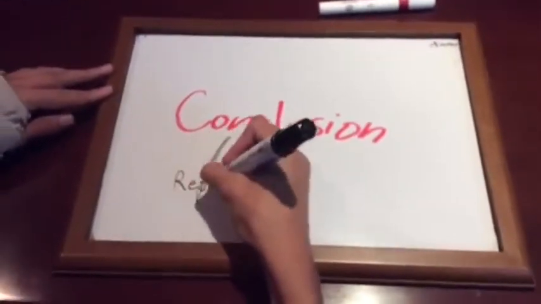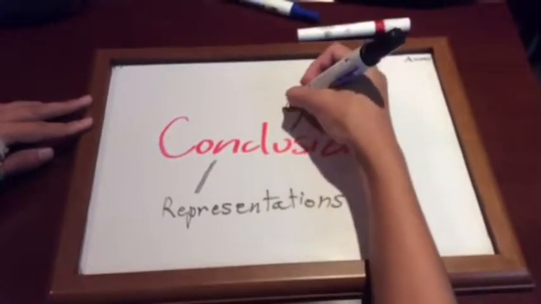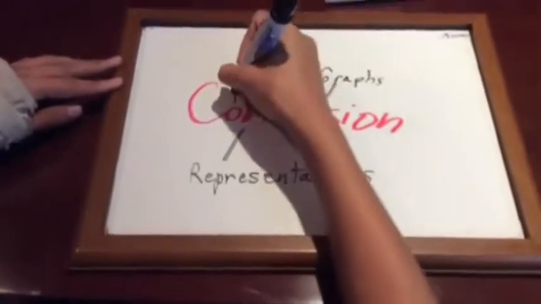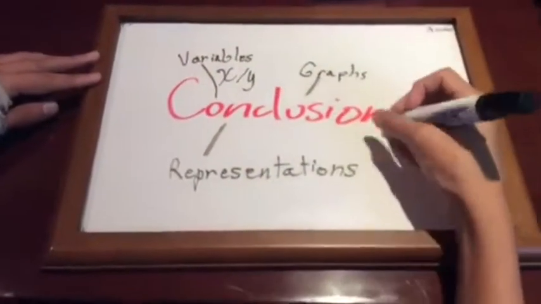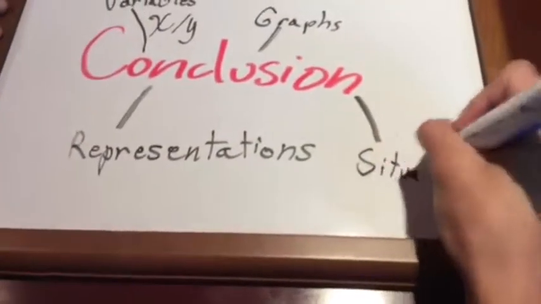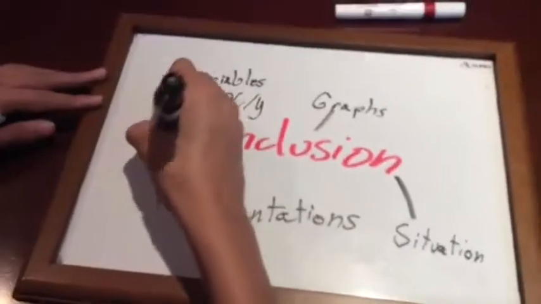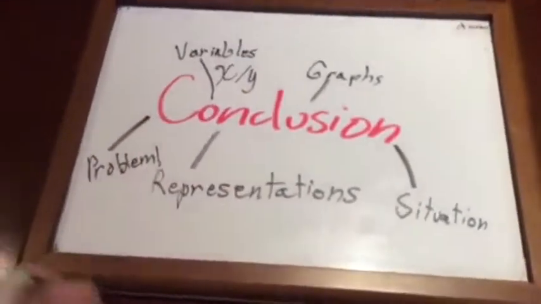Now our conclusion. So in the whole video we basically answered our problem with different types of representations, including graphs that had variables that help to fix our situation or to give a solution to our situation.